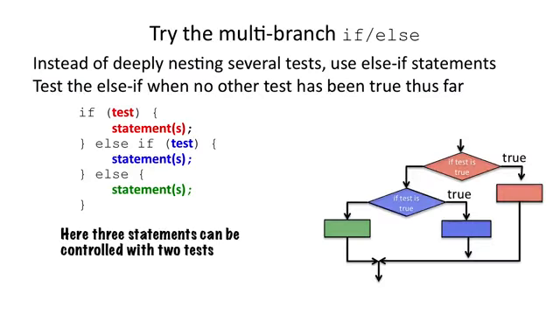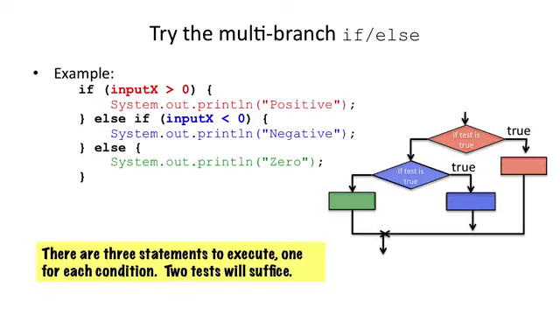The multi-branch if-else is ideal when we have many conditions to test for, and each pass through the code would result in only one of those controlled statements being executed. In this example, we have 3 groups of conditions: the red, blue, or green. These 3 statements can be controlled with only 2 tests. The final condition, here shown in green, is sort of a catch-all for input that didn't pass any of the other conditions. Here we test to see if input X is positive, negative, or 0. All numbers in this program will fall into one of the 3 categories.